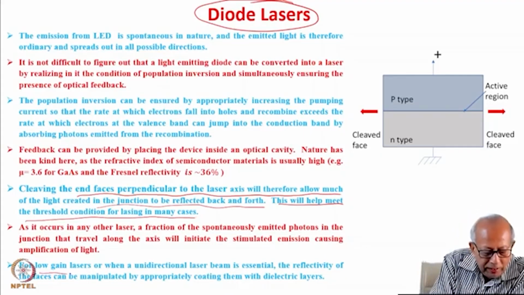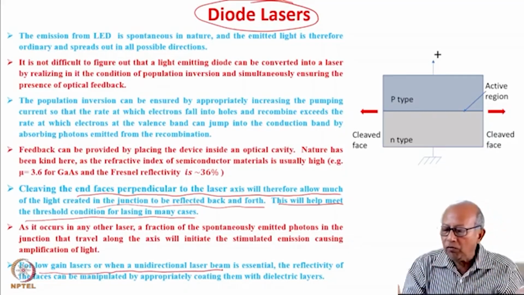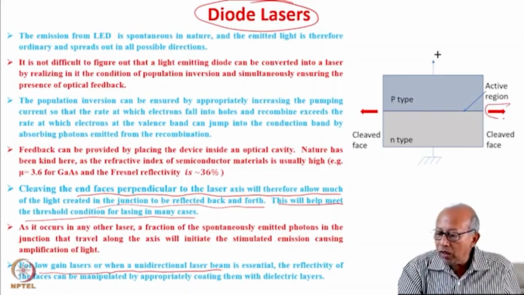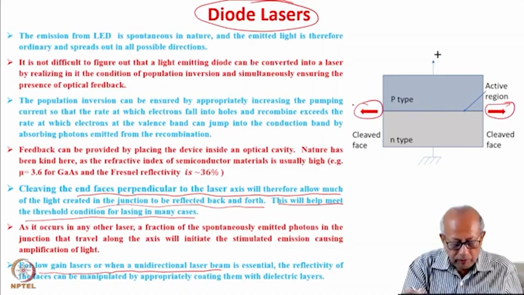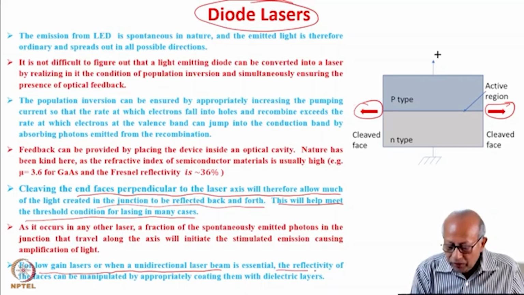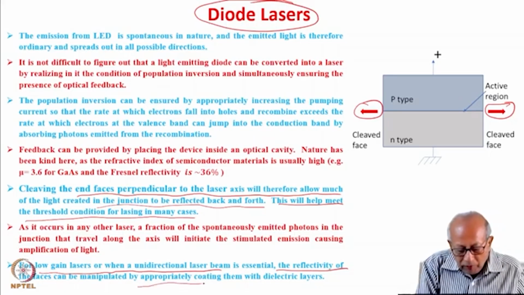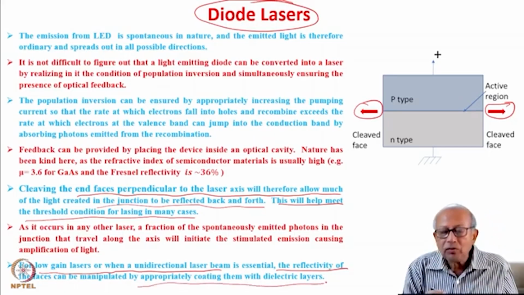Now for low gain lasers, or when a unidirectional beam of light is required, because this gives out light in both directions, the reflectivity of the faces can be manipulated by appropriately coating them with a dielectric layer.